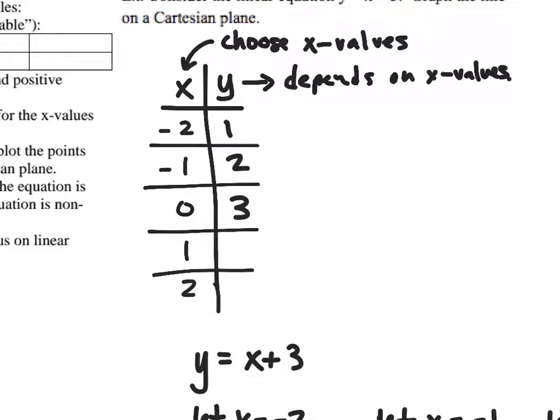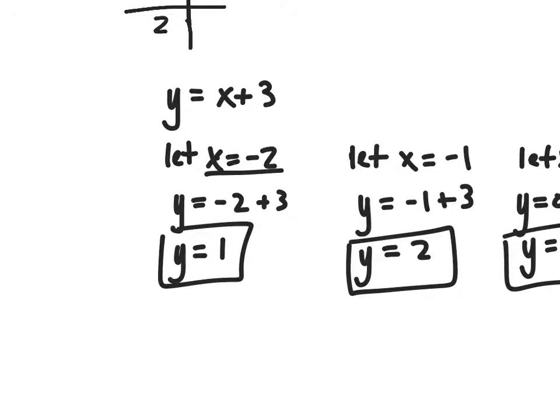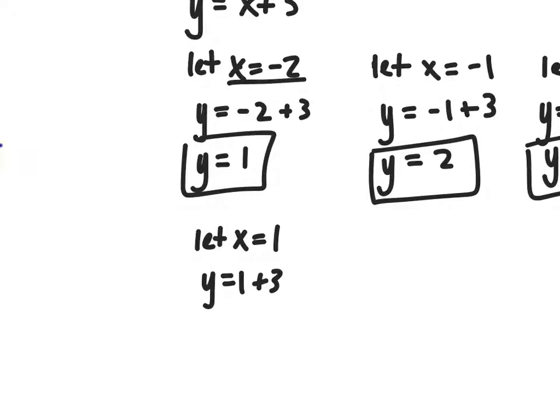So that's kind of a standard thing. We'll talk about why that works in future sections. So let's take a look. When x is 1, let's plug that guy in. So let x equal 1, and we've got y is equal to 1 plus 3. So that's going to give me y is equal to 4.